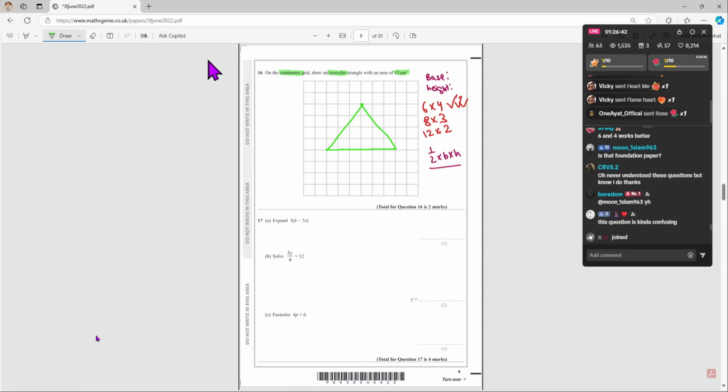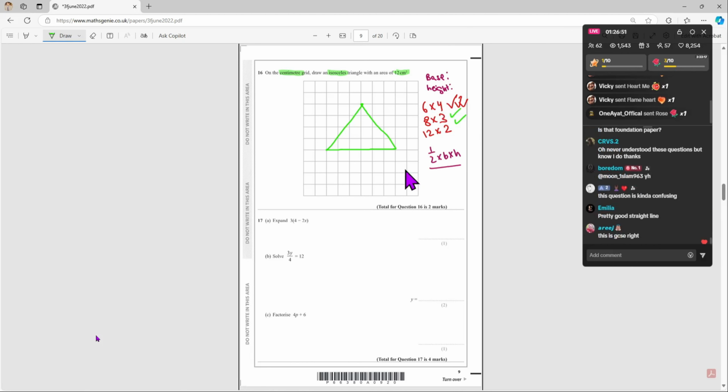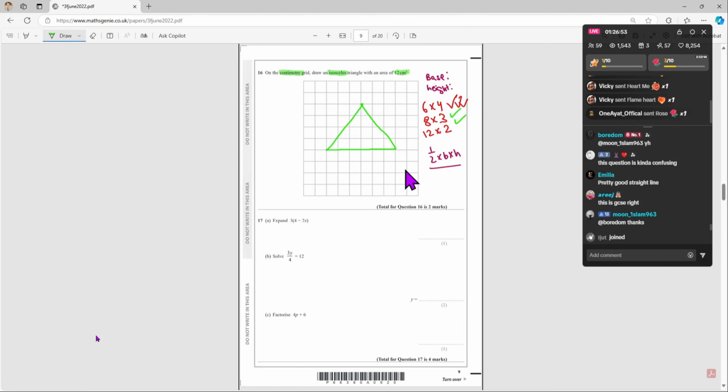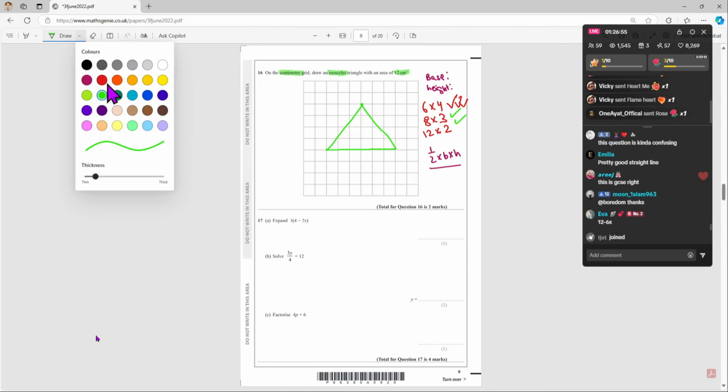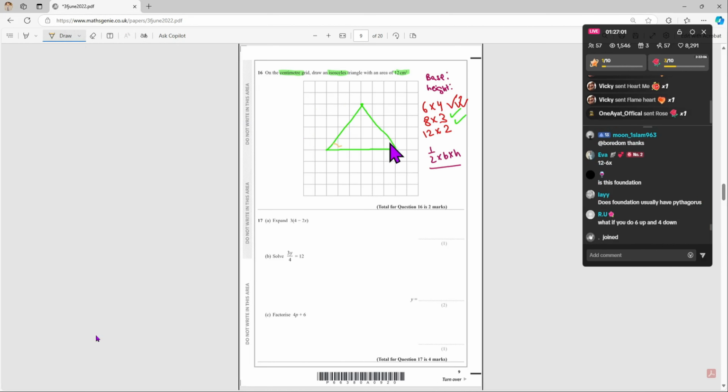So this question just requires you to work out the base and the height, and then just draw it. You can do any of the three of them, it will give you the correct answer. It needs to give you the area of 12 centimeters. As you can see, these two angles are obviously equal. They are both equal.